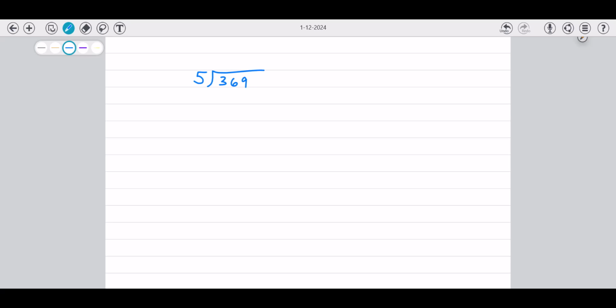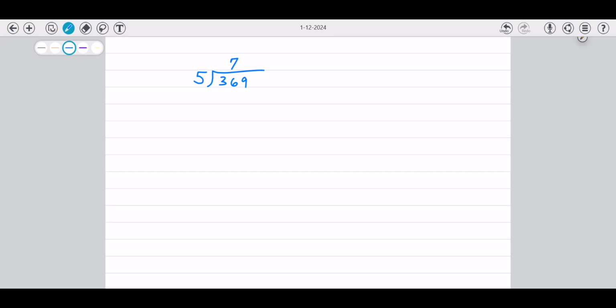So what I look at is, I first see, will 5 go into 3? Nope, because 5's bigger. So then I see, will 5 go into 36? I go through my multiplication, or I get my multiplication table out, and I know 7 times 5 is 35. If I picked 6, 30, then my remainder would be larger than that value. So that's how you know you have to go to the highest value that will go in here.